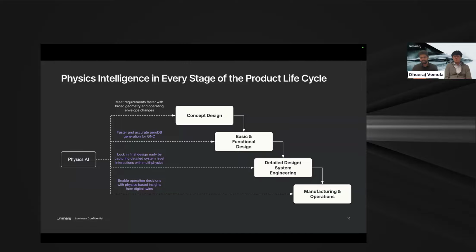Then we go into the detailed design space, where now you're locking in onto your design, but you have specialists working on different domains, like an aerodynamics engineer working on the aerodynamics, a structural engineer working on the structures, in a siloed way, operating and improving the design there. But in reality, systems are rarely siloed or separate. They're connected, a multi-physics system.